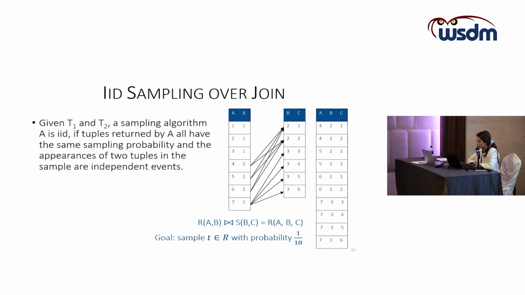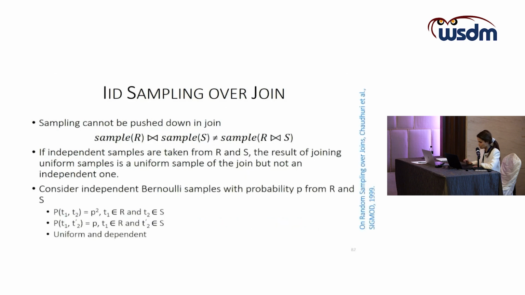So just to define the problem a little bit more concretely, we are given data sets T1 and T2, and a sampling algorithm A is IID if tuples returned by this algorithm all have the same sampling probability, and the appearance of two tuples in the join result are independent events. Note that here we are concerned with satisfying the first requirement that we discussed, which is the underlying distribution requirement, and we don't care about the group distribution requirement at this point.